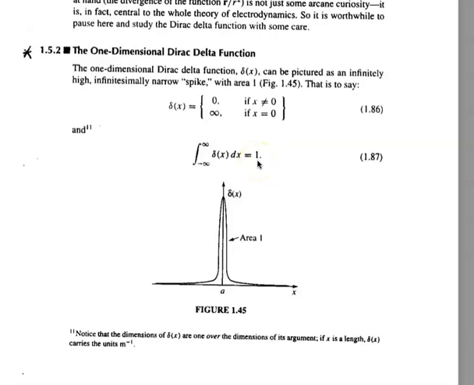It's a unitless quantity. So if dx has the units of meters, then delta x has the units of inverse meters. He makes that comment here. Notice that the dimension of delta x is one over the dimension of its argument, and x is the argument here. Okay, so it's inverse meters.